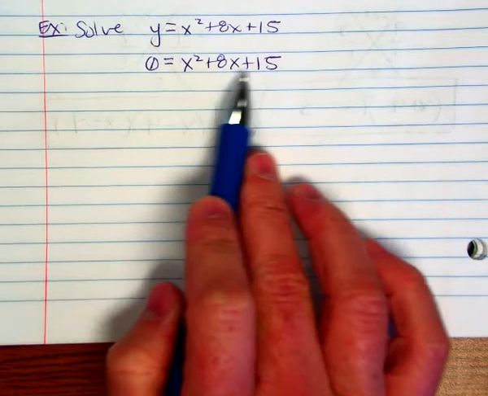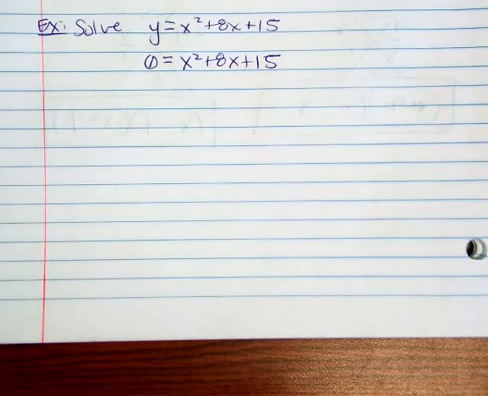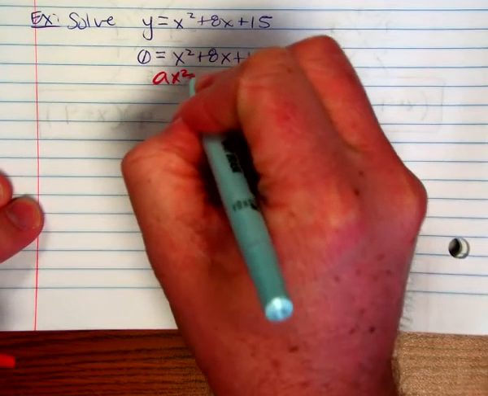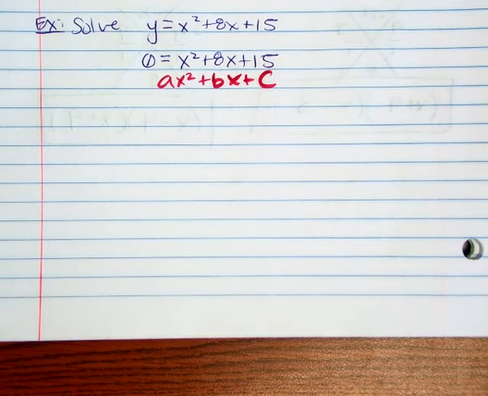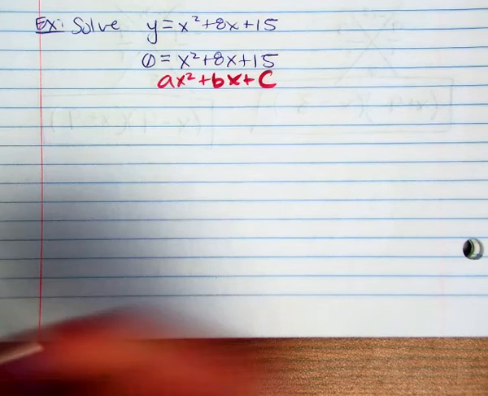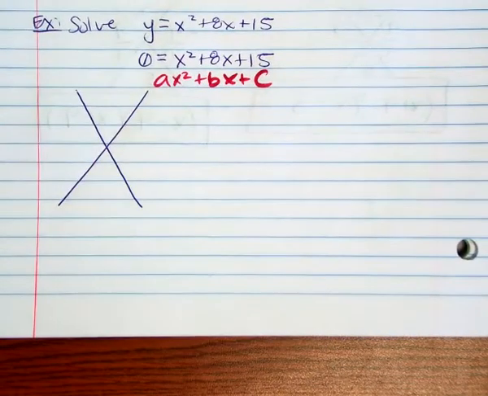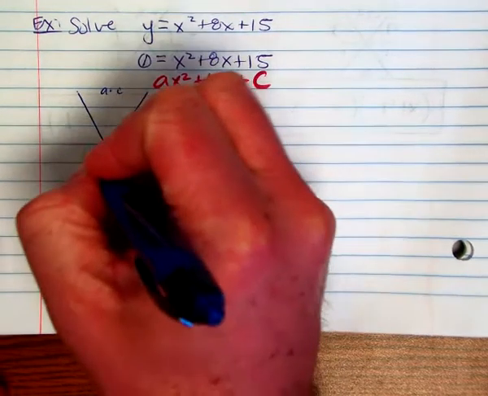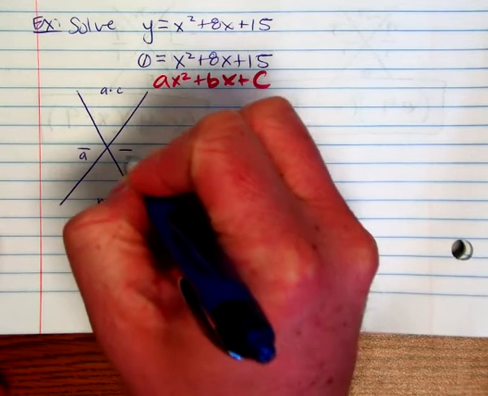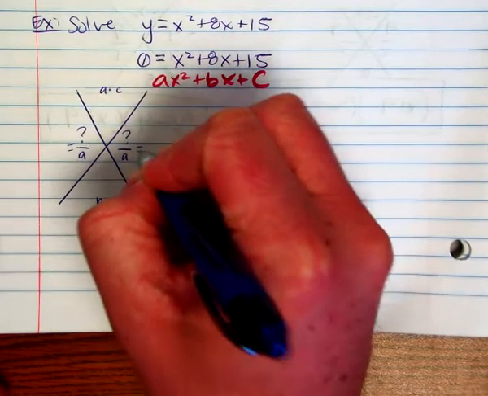X squared plus 8x plus 15 is in the form that we have already talked about: ax squared plus bx plus c. So we have an a, a b, and a c here, which means we can set up the x method and factor this. And we're going to go ahead and do that right now. So please set that up on your paper. Remember, the top is a times c, the bottom is b, the left and right, our denominator, is a. And we are going to find our two missing numbers.